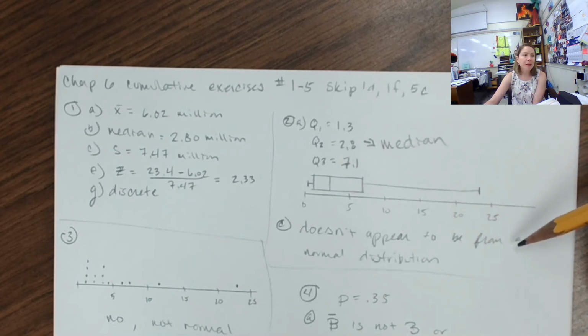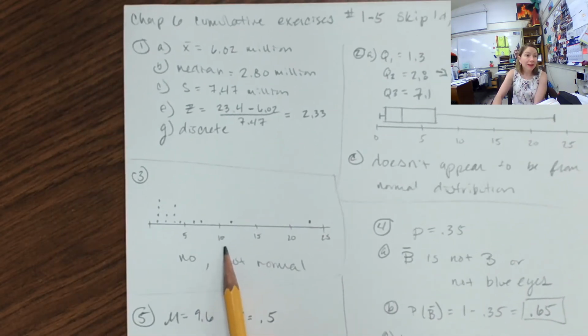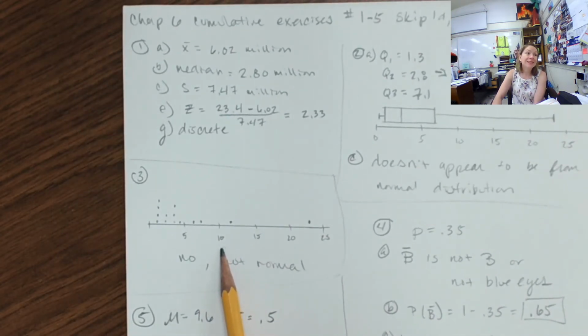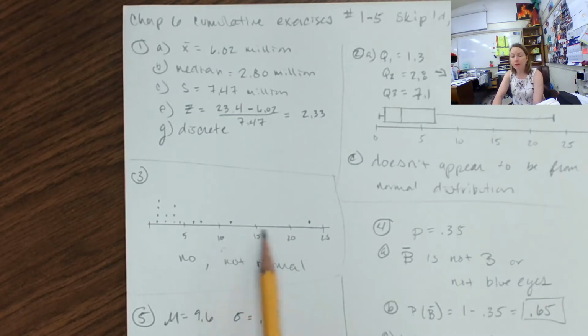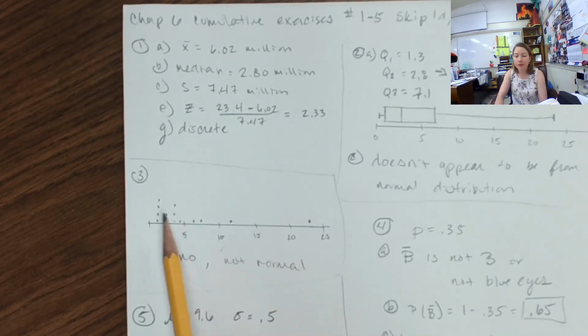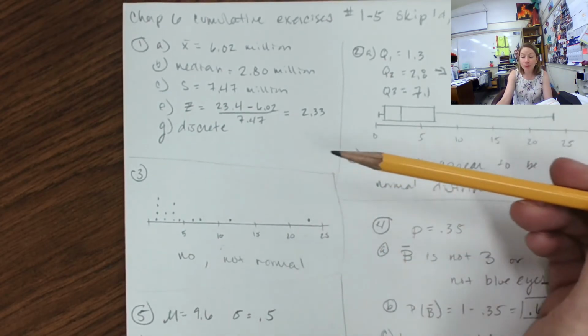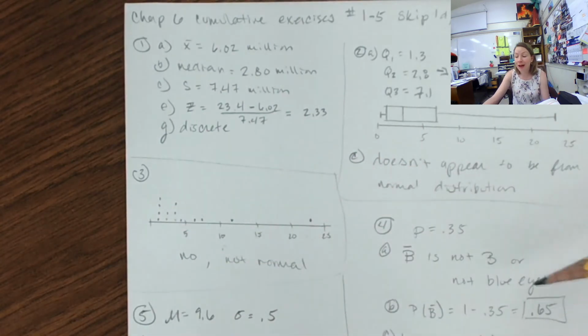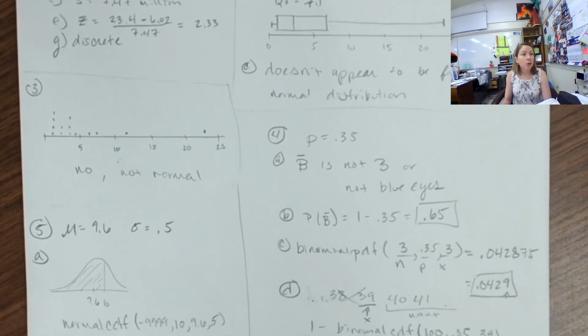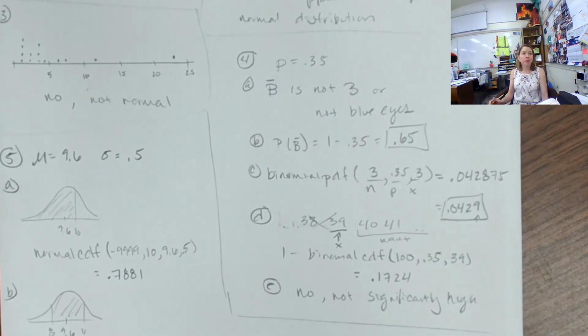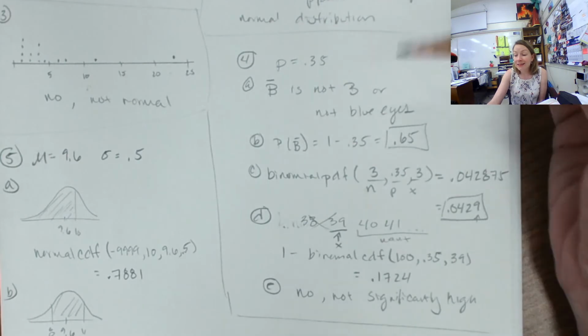It does not appear to be from a normal distribution. If we make a dot plot like it asks us in number 3, it still does not appear to be normal, right? We've got a couple of highly paid players, and then we've got a bunch way down here. So this would be skewed which direction? Skewed, it's pushed from the right, so skewed right. Okay, just a reminder.